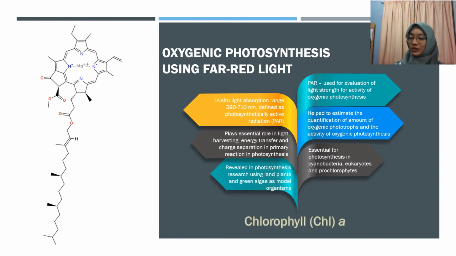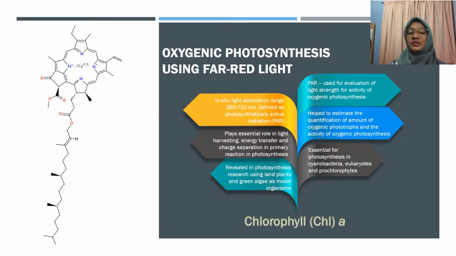What is chlorophyll A? Chlorophyll A is the main photosynthetic pigment that can be easily found in green plants. It was first revealed in photosynthesis research using land plants and green algae as model organisms. Chlorophyll A is essential for photosynthesis in cyanobacteria, eukaryotes, and prochlorophytes. It plays an essential role in light harvesting, energy transfer, and charge separation in the primary reaction in photosynthesis. It also helps to estimate the amount of oxygenic phototrophs and the activity of oxygenic photosynthesis.